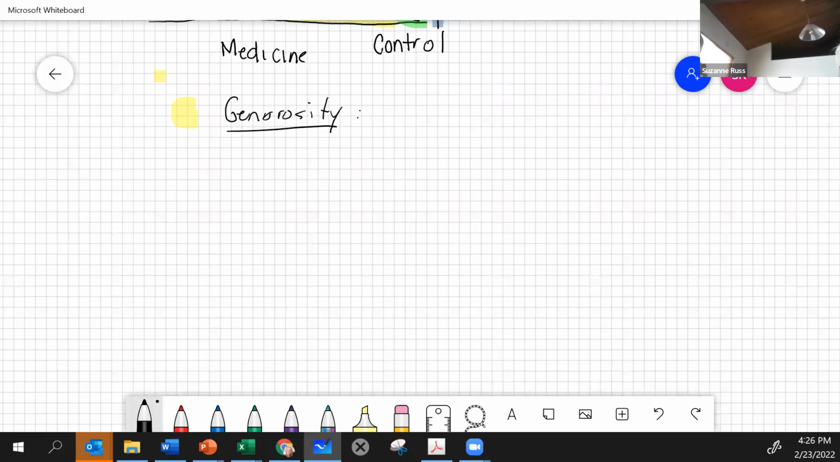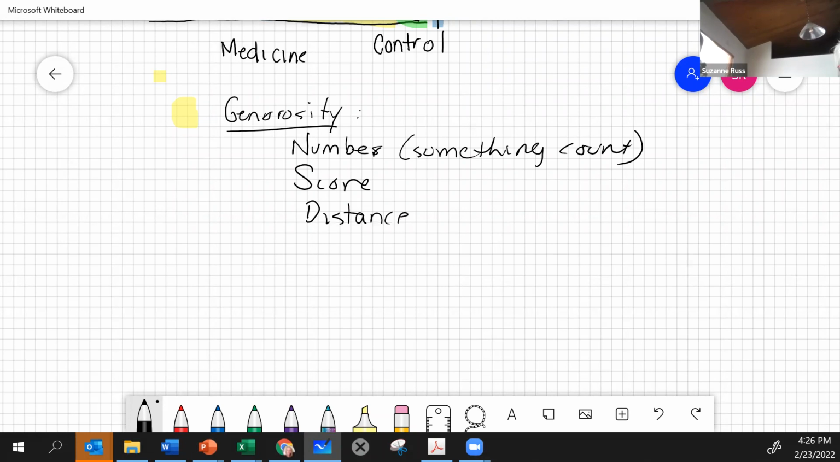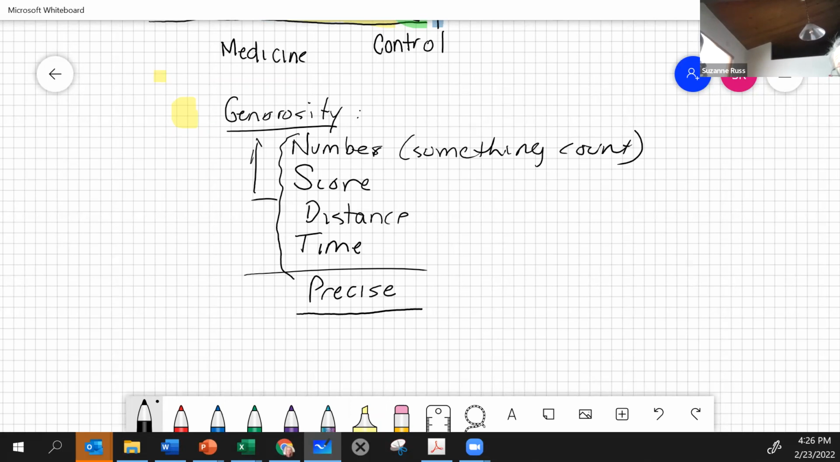So I'm looking at a number that would be a measure of generosity, something I can count. Or a score. Or a distance. Or a time. Something like this, but it has to relate to generosity. And then it has to be precise so that everyone who looks at it sees the same thing, so that if I'm watching, I don't count something different than you're counting.